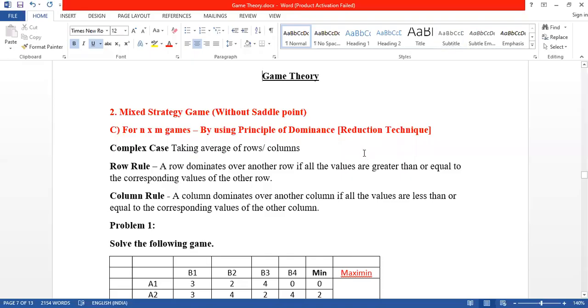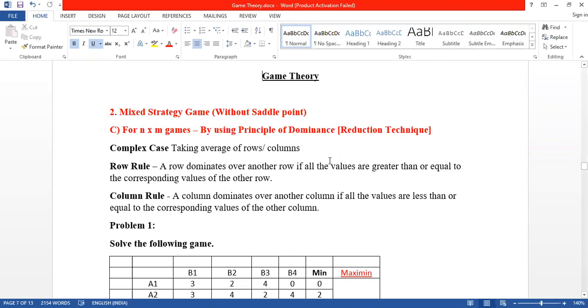Hi. In this lecture, we will be discussing principle of dominance only, but with some special references. In our last session, we discussed n cross m games and we tried to solve them by principle of dominance, in the sense that we tried to reduce the matrix using the principle of dominance method. But that was a basic problem, right? Why was it a basic problem?